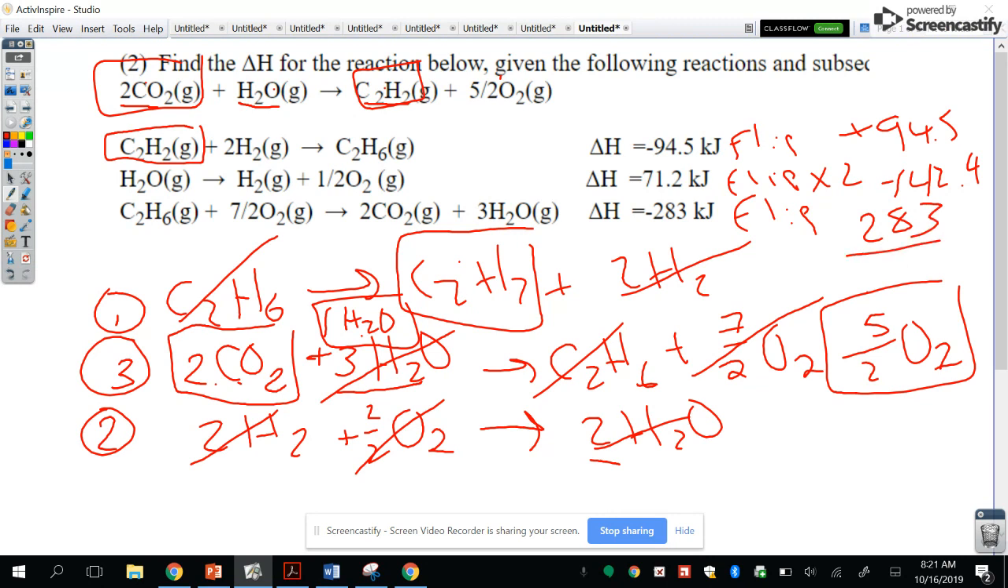Okay, the last thing I need to do is add all of my delta H's together and round them to the right number of significant figures. And when I do that, what I get is 235 kilojoules.